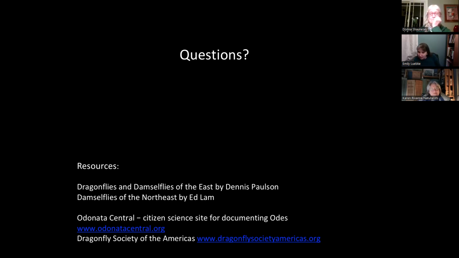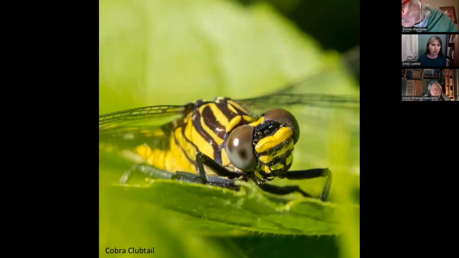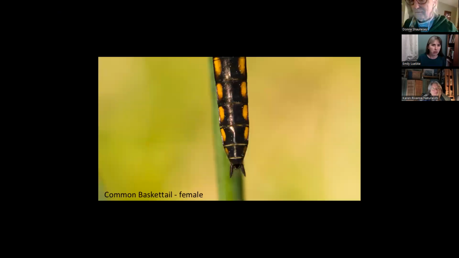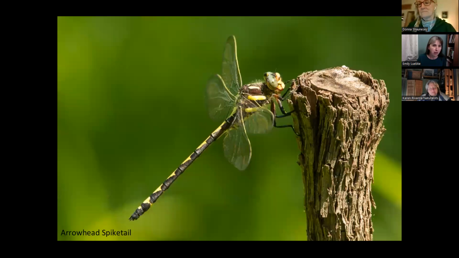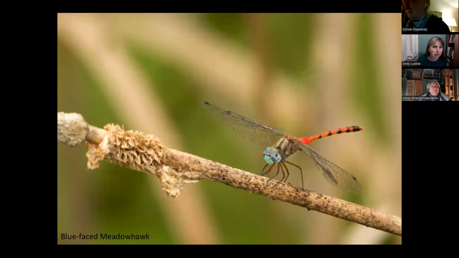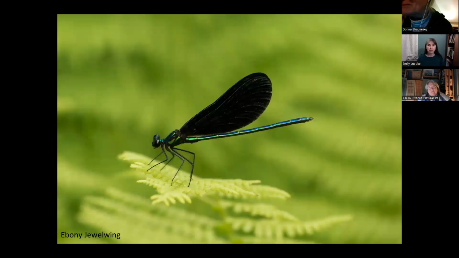Can you say something about the ebony jewelwing? Yes, it's surprisingly numerous and easy to find. Ebony jewelwings are beautiful. Let's see if I can find a photo of that one. Oh dear, am I going to find the ebony jewelwing? I should be in a different mode. Sorry. Well, we've got lots more dragonflies here. I've come prepared with many, many photos. Where's my ebony jewelwing? Ah, there it is. Here's the ebony jewelwing.